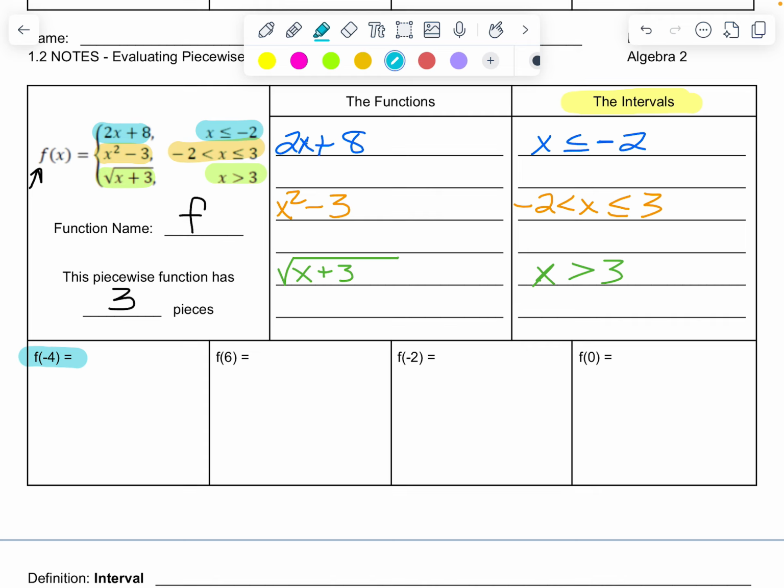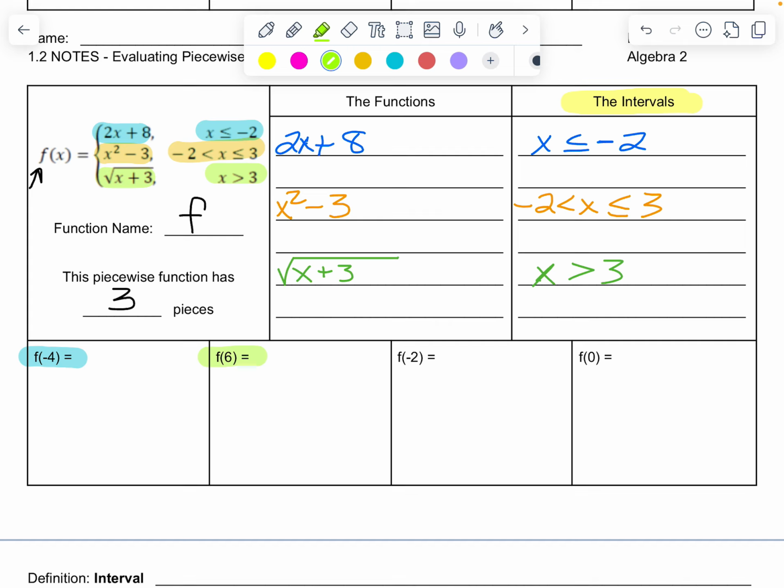Number 6 is the x value for the second one. So again, I'm going to go to the intervals and ask myself, where does the 6 fit here? I would say that 6 is certainly bigger than the number 3. So that means this second evaluation will fall in the green category. That's the square root function in this situation.